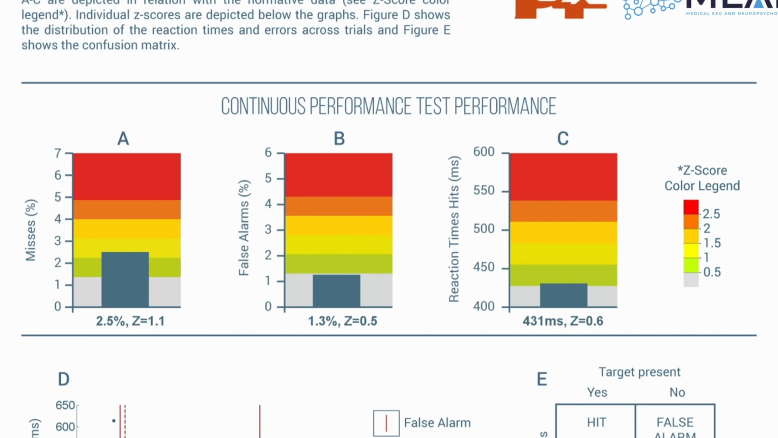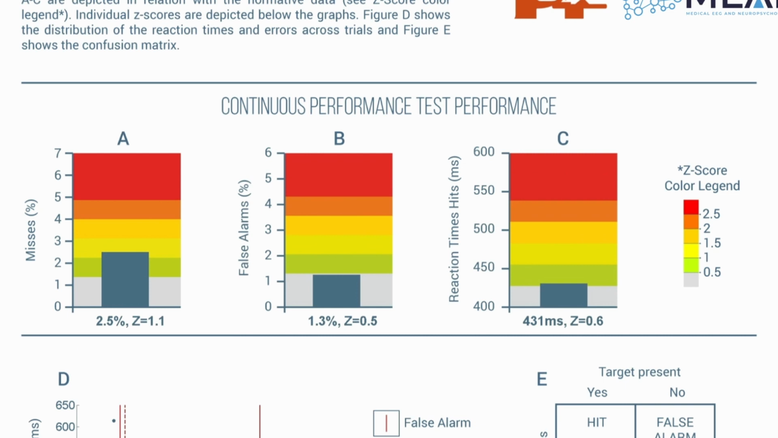In this example, the percentage of misses was 2.5%, which translates into a z-score of 1.1, which is depicted below in Figure A. A z-score of 1.1 means that the 2.5% misses is 1.1 standard deviations above the average of the norm. In the bar graph, z-score ranges are depicted in different colors ranging from gray to red. Here, the 2.5% falls into the yellow z-score band, which ranges between 1 and 1.5. The color coding is explained in the z-score color legend on the right of the page.